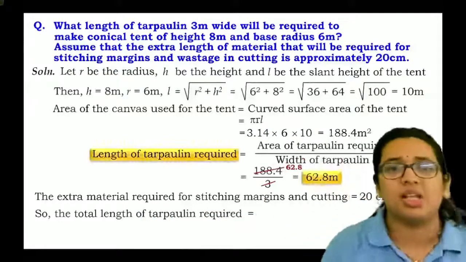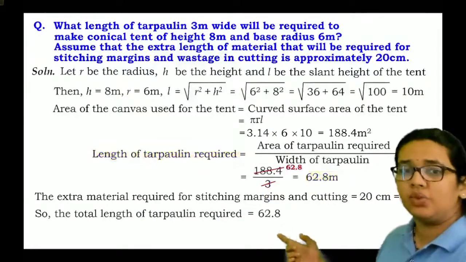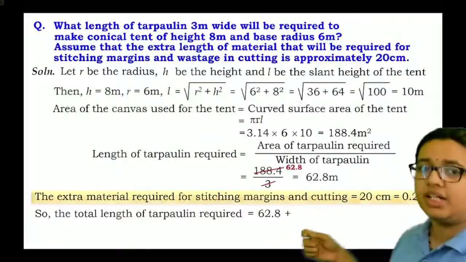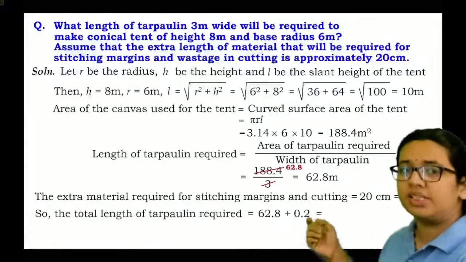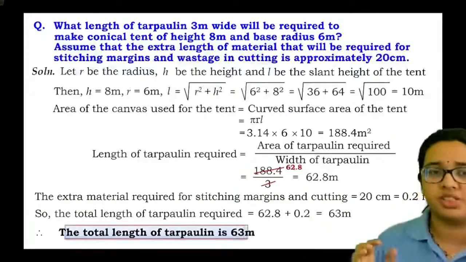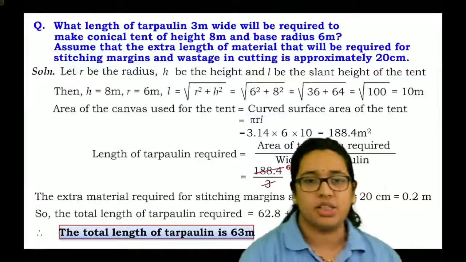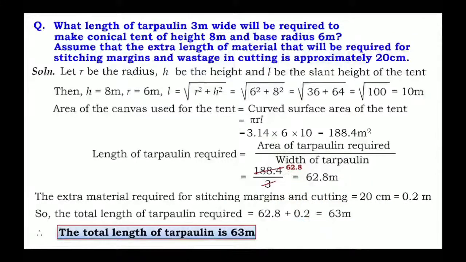So the total length of material required equals 62.8 plus 0.2, which is nothing but 63 meter. That's it. Here you have the answer of this question. If you want to take a screenshot, just go through it. Done with this? Should we go for the next question? Is it getting clear?